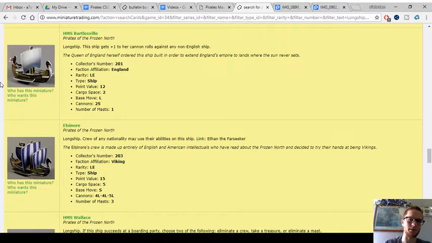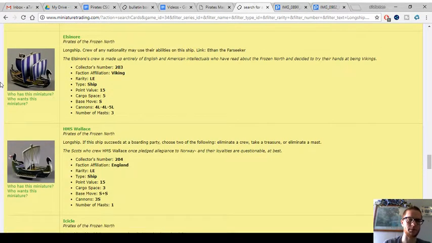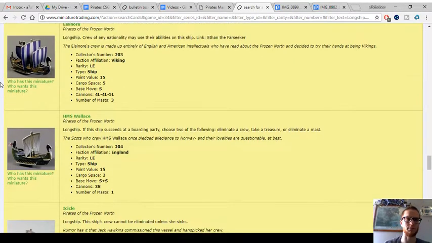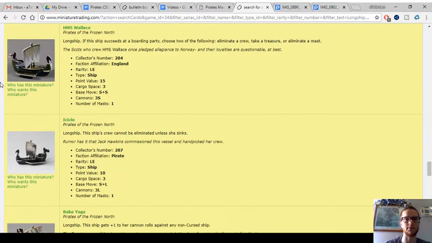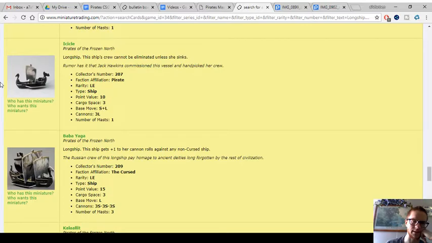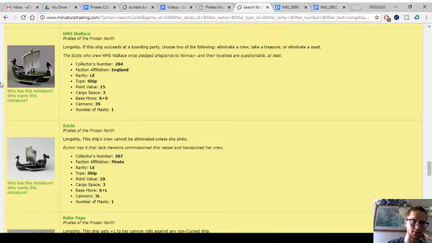But HMS Bartlesville, not very good. Some of them are pricey and really slow. So S speed for 15 points on a three master, that's going to be a problem either way. Unless you have some plus L speed with a captain, which none of the longships have, any awesome abilities like that. So then you get HMS Walls, one mast for 15 points. That's embarrassing. So that one should be, I don't know, 6 or 7 points maybe.